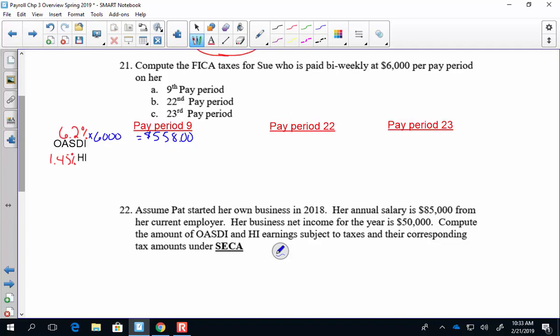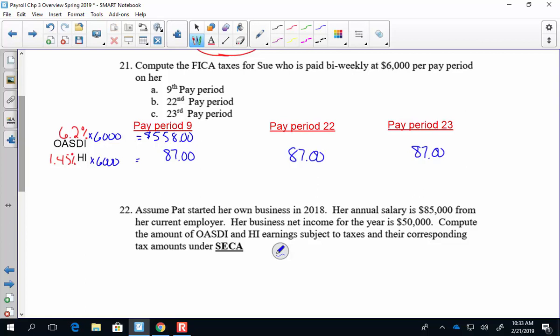For Medicare, I take the 6,000 times 0.0145, or 1.45%, which gives me $87. So I'm taking that rate times the 6,000, and we're assuming, again, each payroll is the same for simplicity. And remember, there is no wage cap for Medicare, so it's 87 for each payroll.